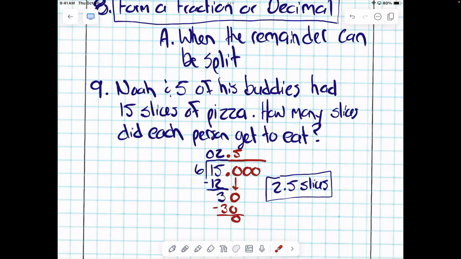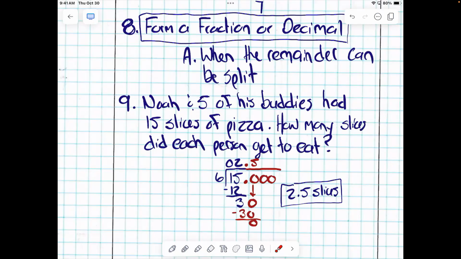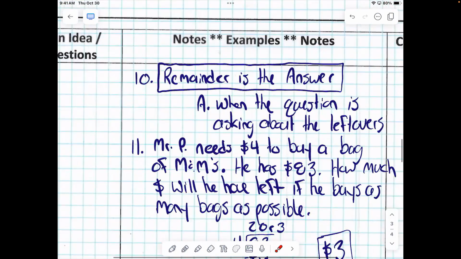So Noah says, hey, let's turn this into a decimal. He puts a decimal point and 3 zeros, brings down the 0. He gets a 0.5. Hey, everybody, we get 2.5 pieces of pizza. What does 2.5 pieces of pizza mean? We cut the last few pieces in half. Everyone's good to go, right? So in this situation, we formed a fraction or a decimal. Last situation, number 4, remainder's the answer.